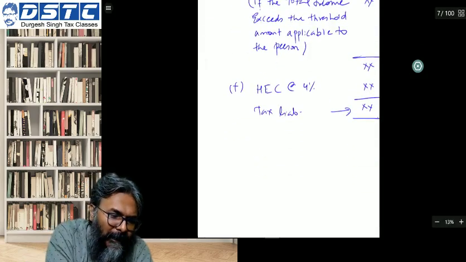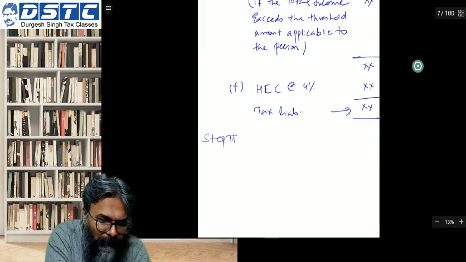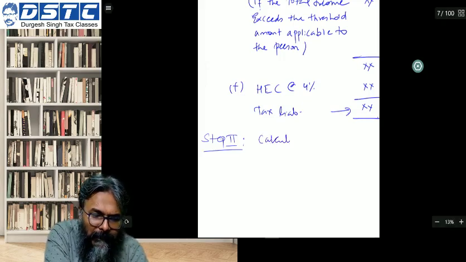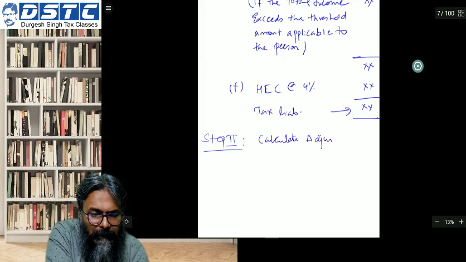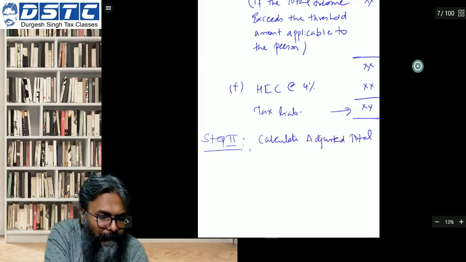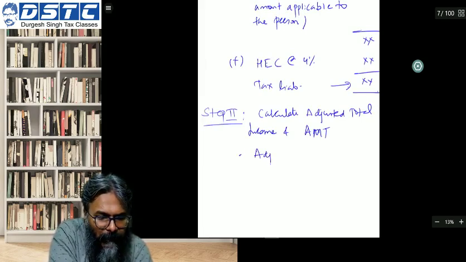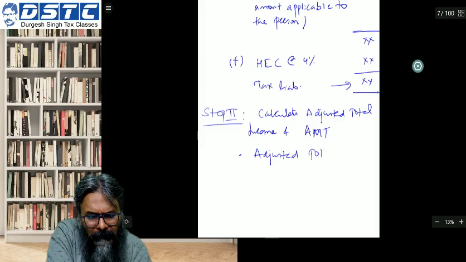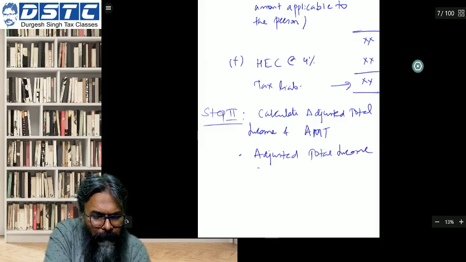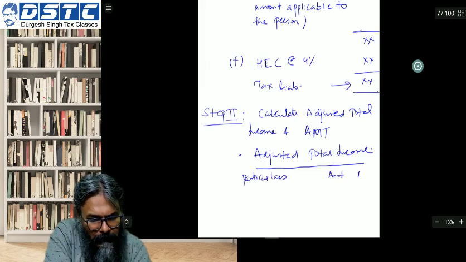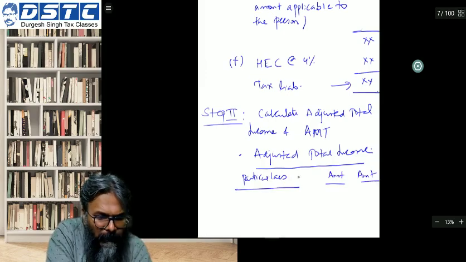This is your step number 1. In step number 2, you will have to calculate the adjusted total income, students, and AMT, alternative minimum tax. First, you calculate the adjusted total income, and then the AMT. Now, how do you calculate the adjusted total income? It's very simple. Particulars and amount, two columns may be required.